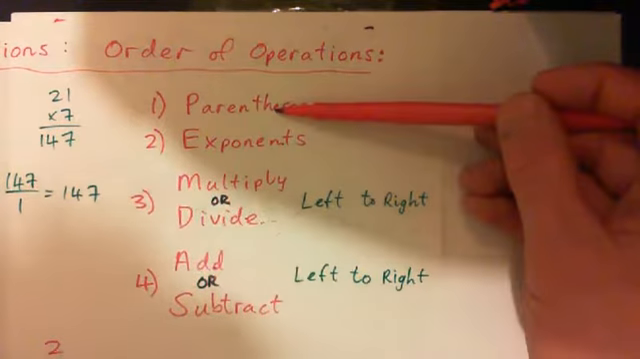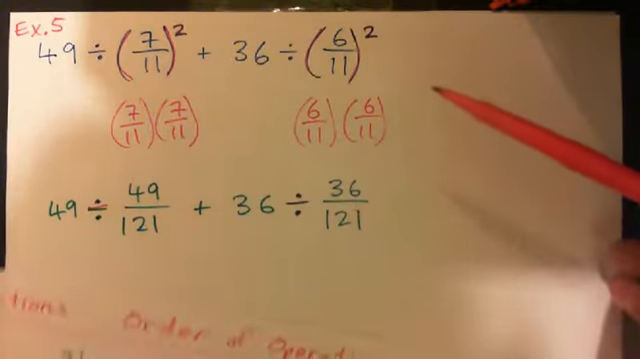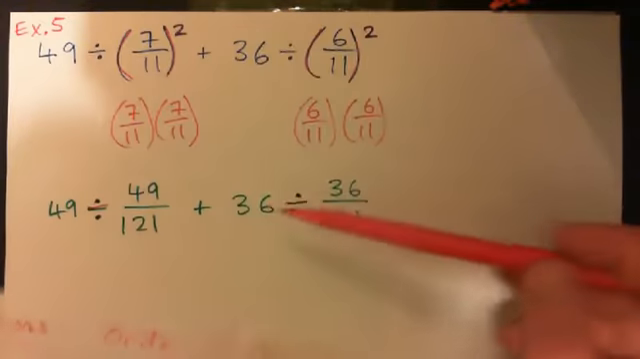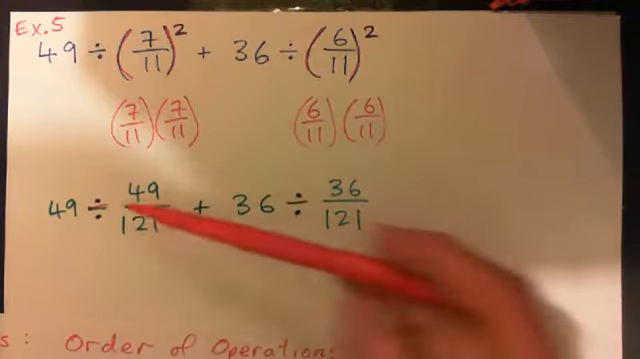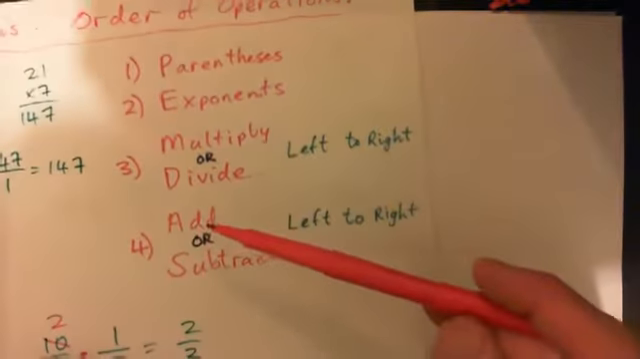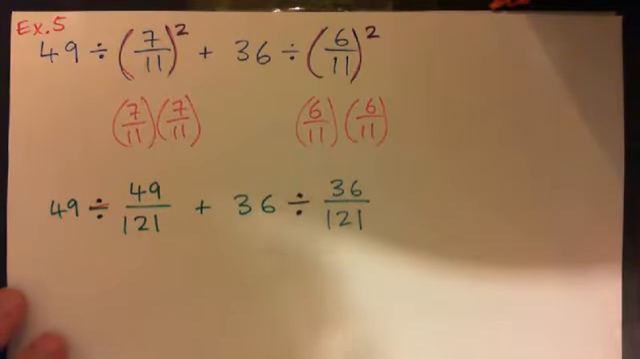Parentheses are done. There's no more exponents. The exponents are gone, right? The exponents are taken care of. We don't have any multiplications. Divisions, yes, we have this and this. So we do divisions next, and when we're done, we do the addition. Does that make sense? So we do divisions now, and then after that, we do the addition.